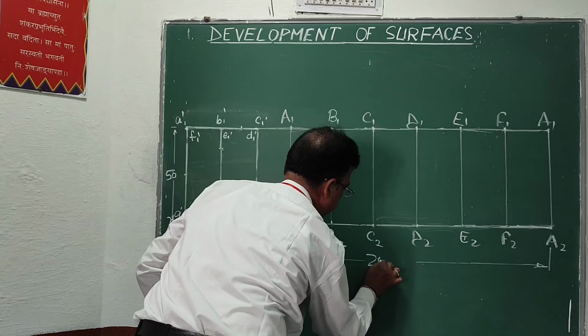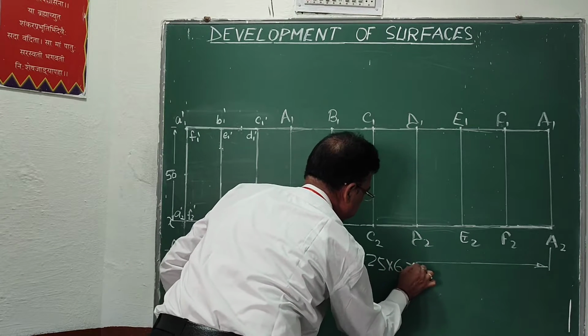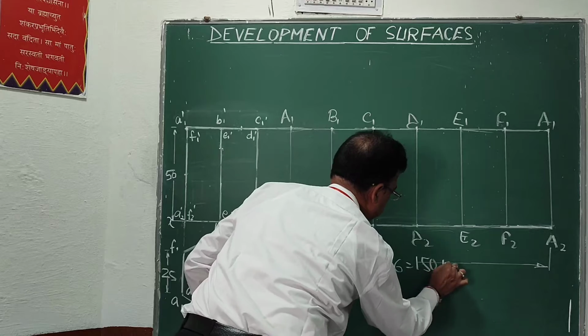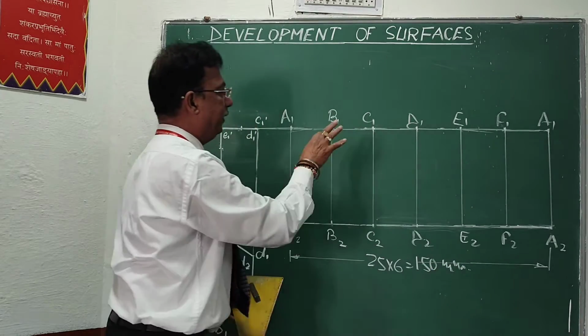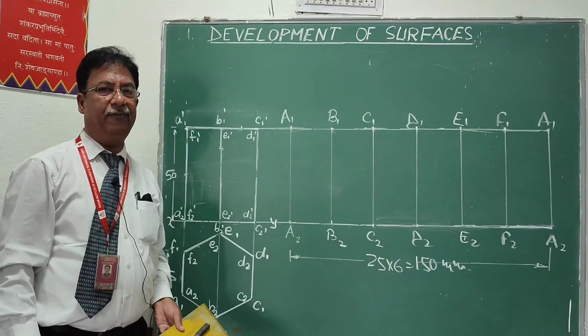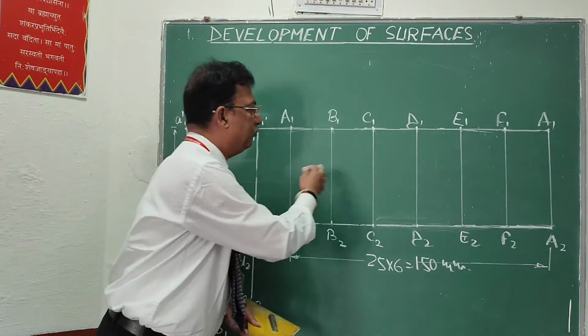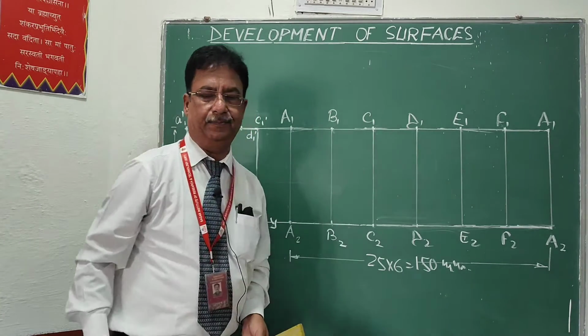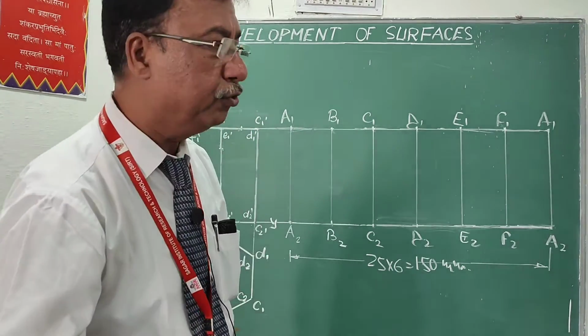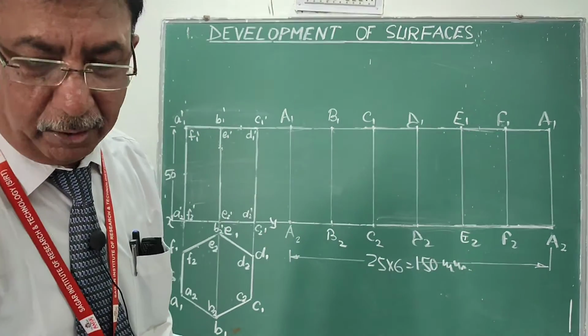So this is 25 into 6. So what we will get? We will get a rectangle of 150 into 50, and that rectangle actually has 6 rectangles of 25 into 50. So this is the development of the complete solid.